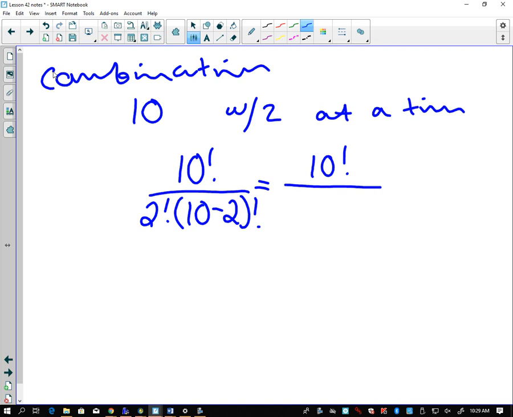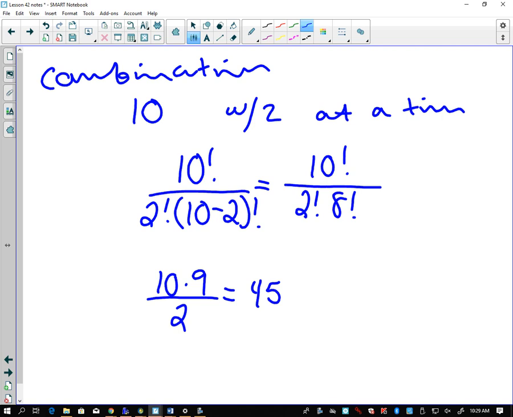Can I simplify? 8 factorial. Yeah. So I should have 2 factorial, 8 factorial, right? So the 8 factorial still cancels out, leaving me with 10 times 9 over 2. So 90 divided by 2 now is 45. So I have fewer combinations than I have permutations.